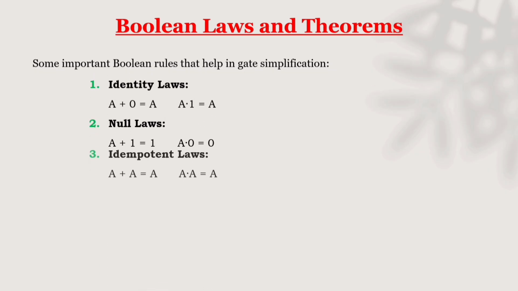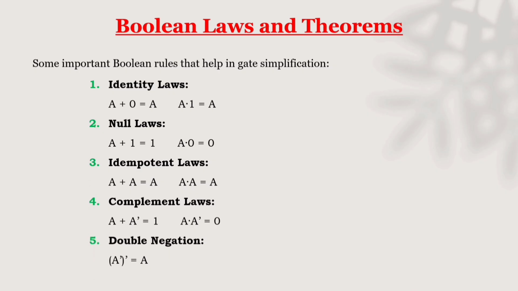Basically we have the 5 major Boolean laws that are identity law, null law, idempotent law, complement law and double negation, which are all explained in our previous video. If you have not watched our previous video, the link of that video will be given in the description. You can watch it and then continue this video.